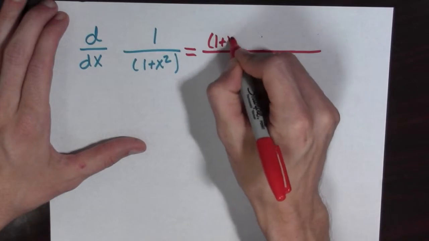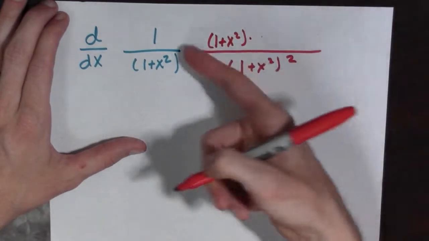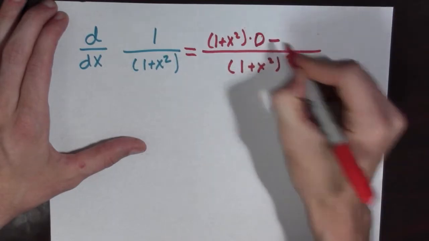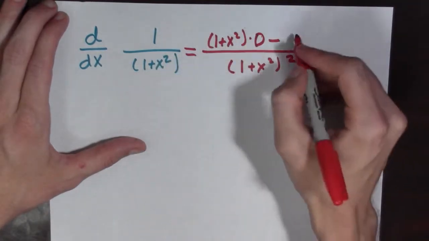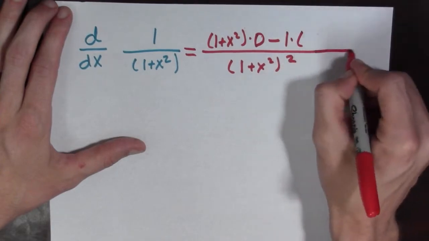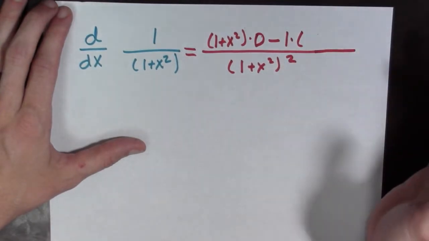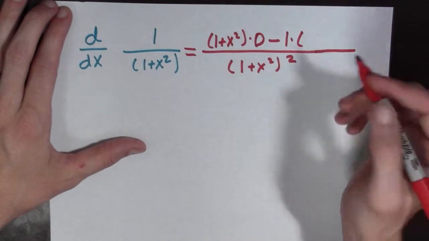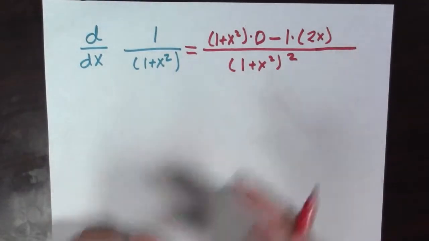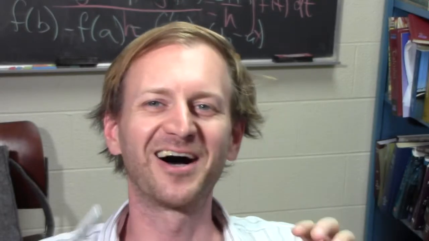So 1 plus x squared times the, oh geez, the derivative of the numerator is 0 minus, let's see, the numerator times the derivative of the denominator, and the derivative of the denominator is 2x. Done. Now we're going to see kind of a strange example.